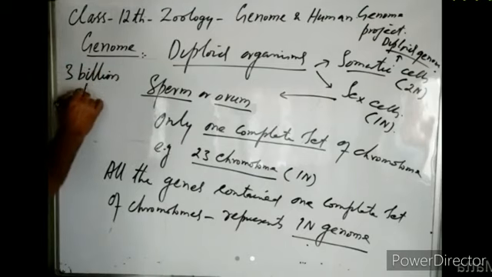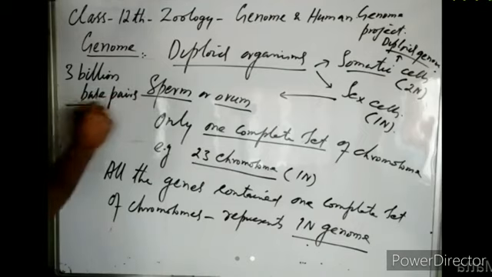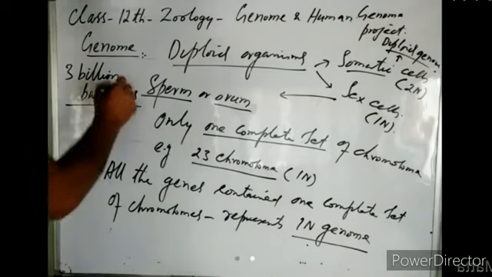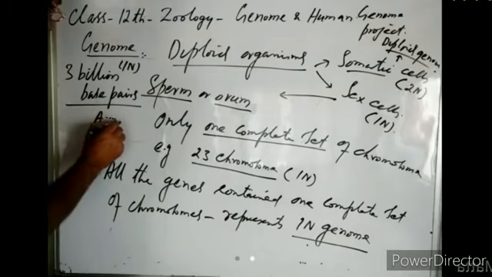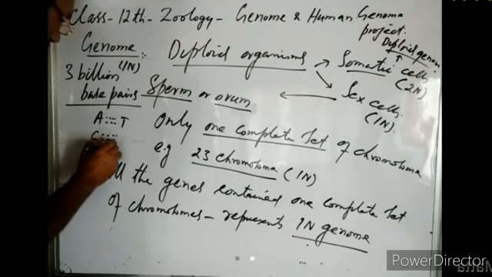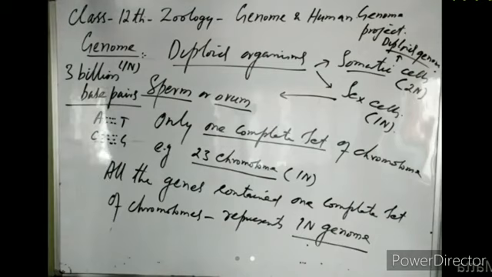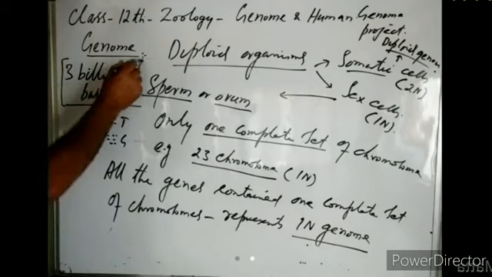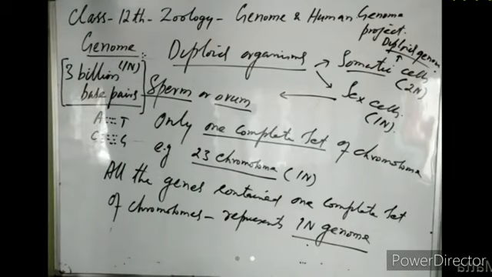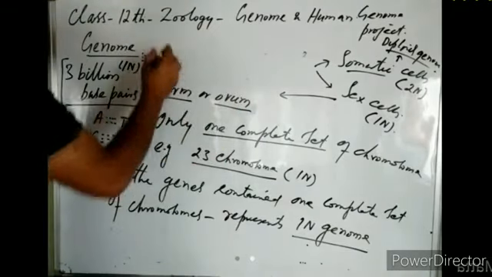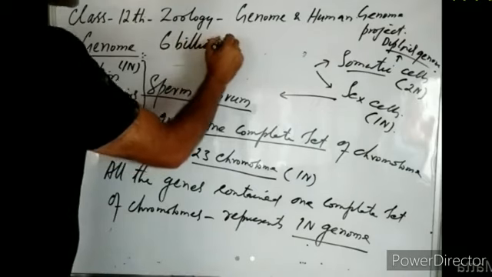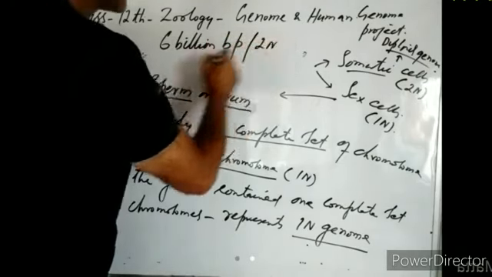You know, our haploid genome is formed of some 3 billion base pairs. What are base pairs? You may be remembering adenine, thymine, cytosine, guanine. These are the bases. So how many base pairs are present in the DNA in one complete set of chromosomes? In haploid genome, it is 3 billion base pairs. Then what will be the number of base pairs in our diploid genome? In our diploid genome, there will be 6 billion base pairs, right?